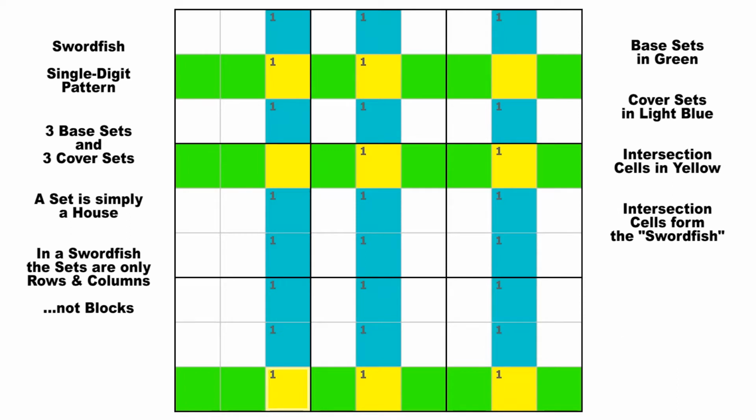Now here's a tip. Watch for conjugate pairs. It is extremely unlikely that there's going to be three instances of the fish digit in all three base sets, like this. If you recall from video 12, I mentioned that there are exactly 34 variations or configurations for a swordfish with regard to whether there are two or three base candidates in each base set.